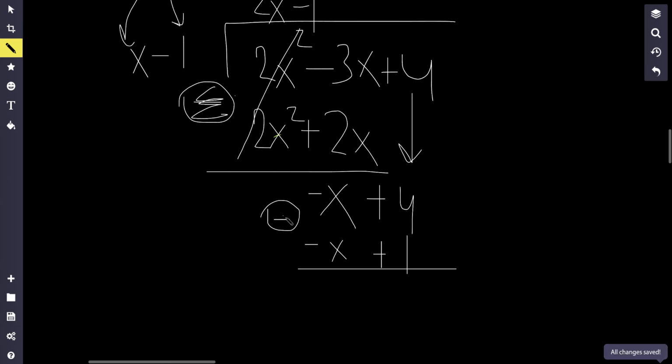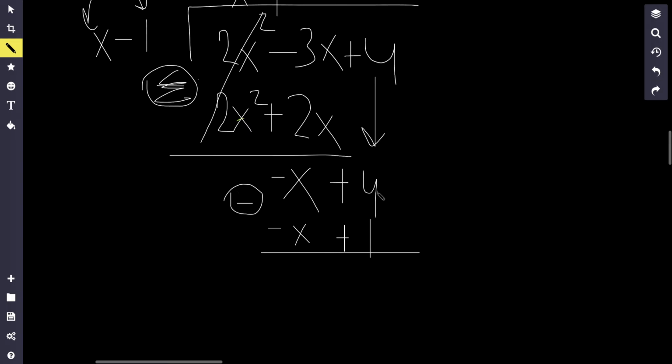So -x minus -x, well, that's going to cancel out, right? Because negative makes a positive. So, -x plus +x cancels out. And 4 minus 1 gives me 3, right? So these cancel out, and I just get 4 minus 1, which is 3.